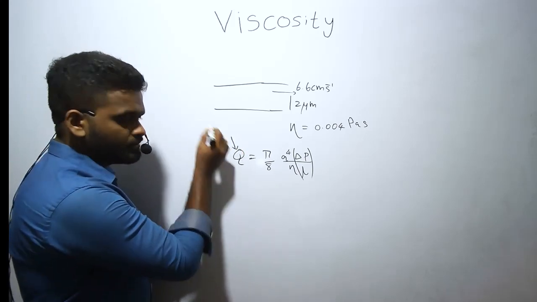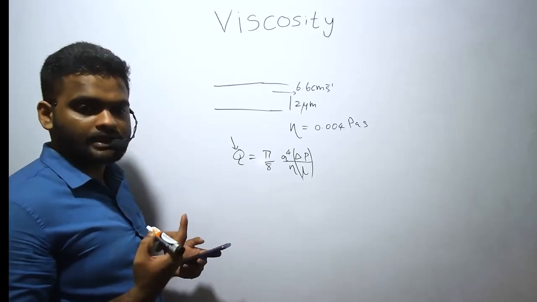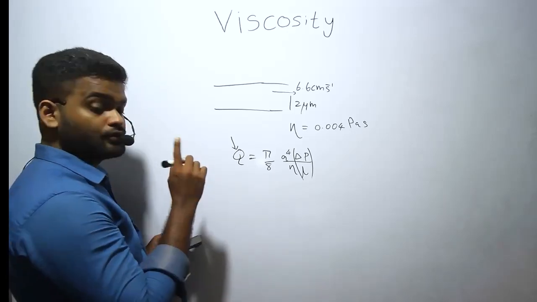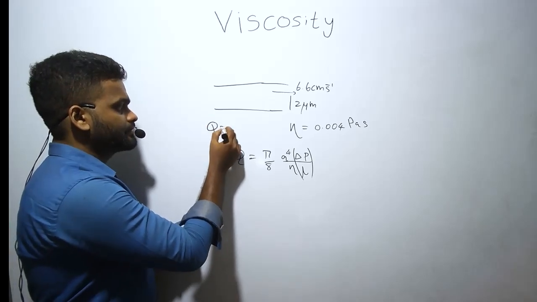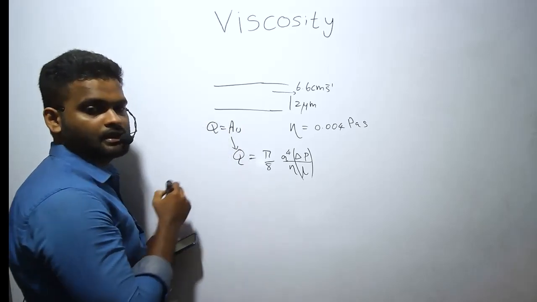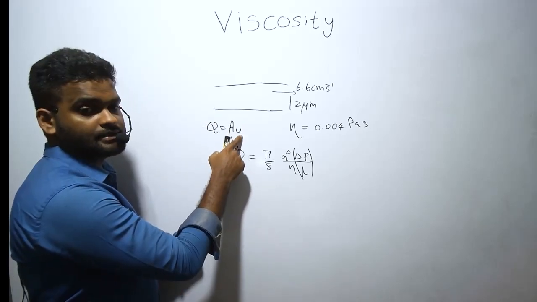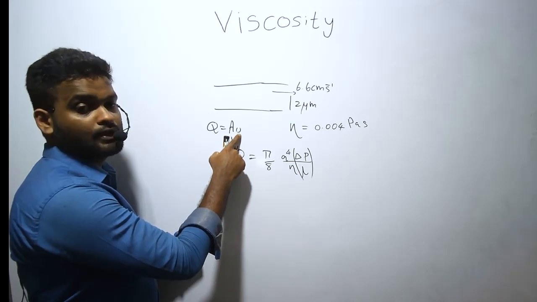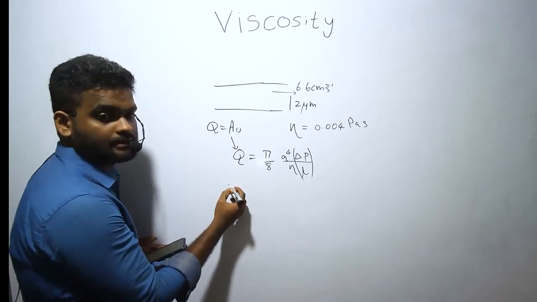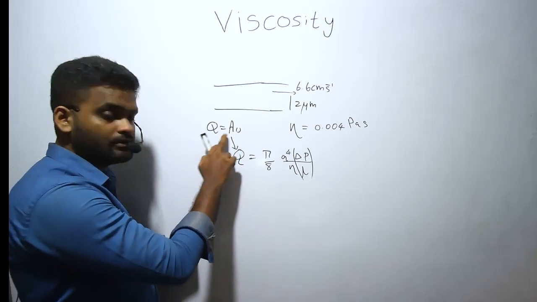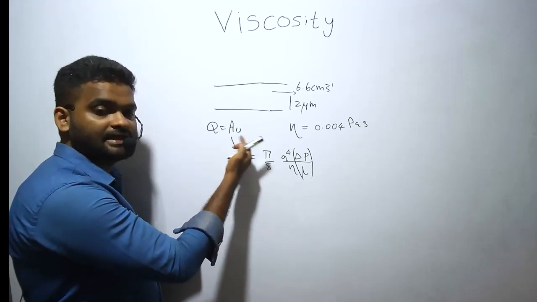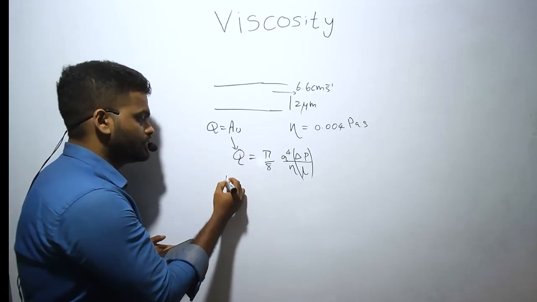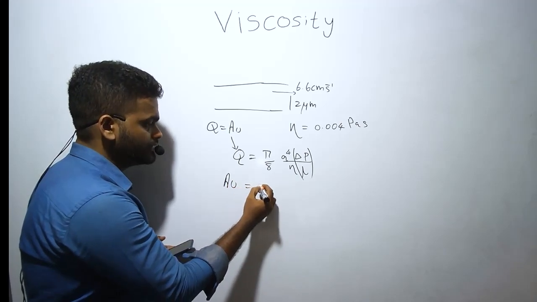So for this, volume flow rate is not given, right? Get it? For volume flow rate, what can you apply? Remember this? AV, cross section times velocity. You can apply that. You applied this in the Bernoulli, right? For incompressible liquids. You can apply that here as well. So AV equals that one.